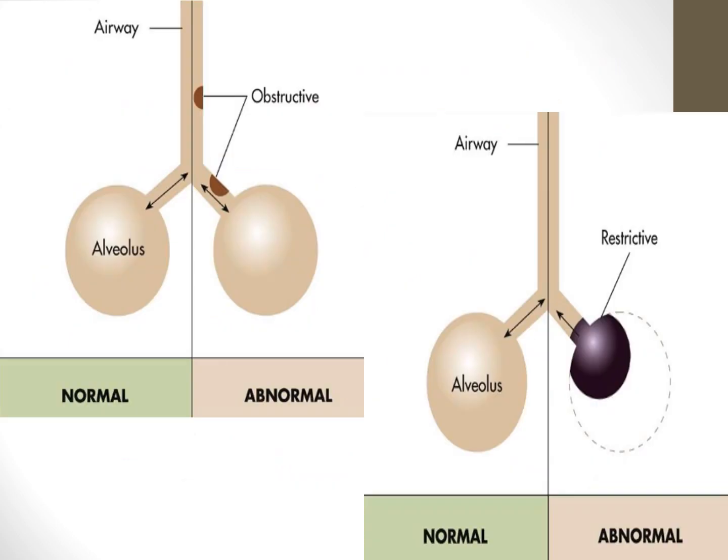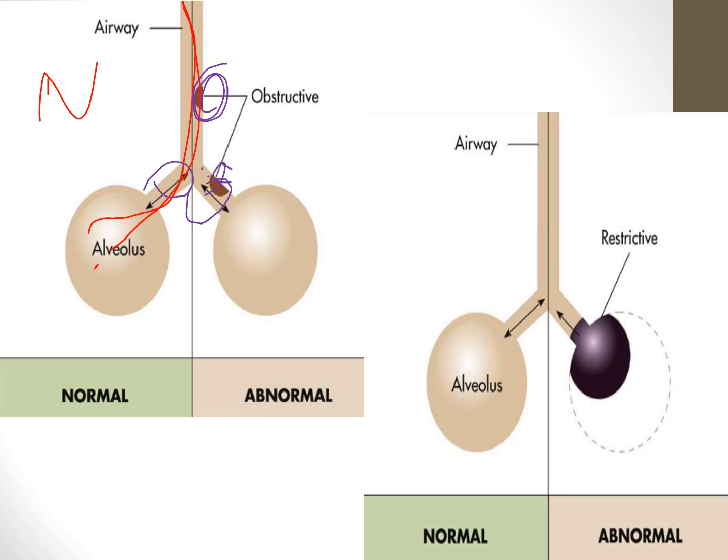Here are some pictures from your Egan's book, and this is showing that obstructive much better than my drawings, of course. Over here is your normal, right? Normal, where gas can flow into and out of the alveolus pretty easily. And then over here is your obstruction, where there's something stuck in the airway.